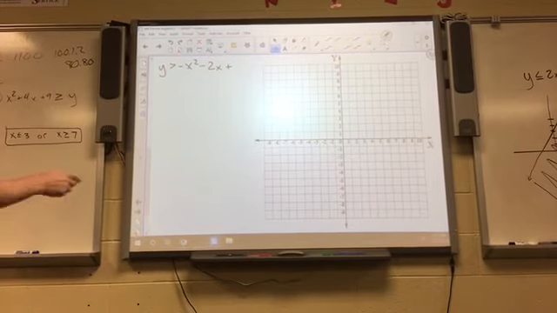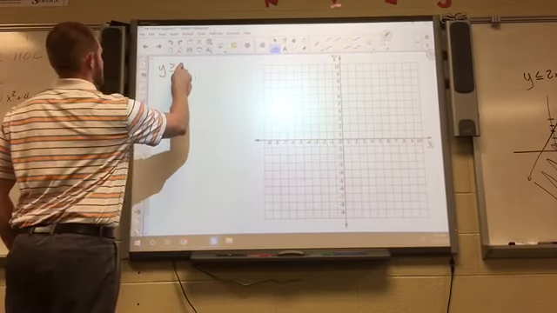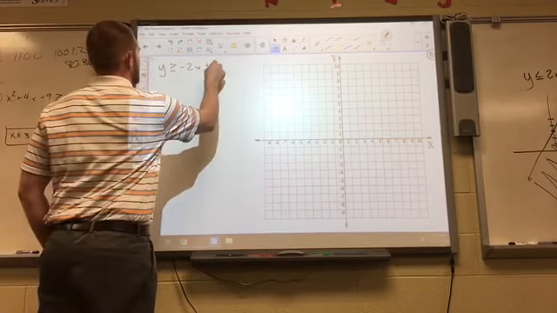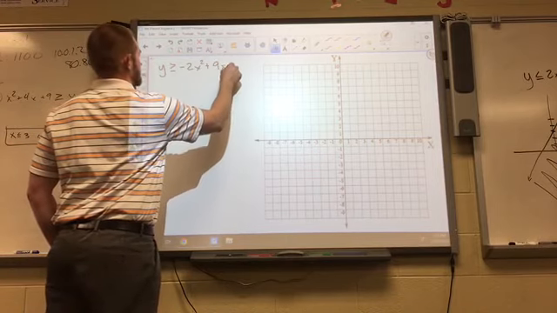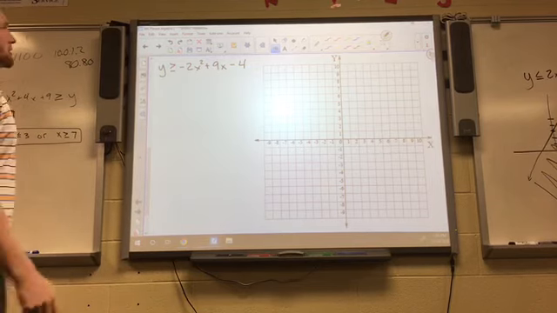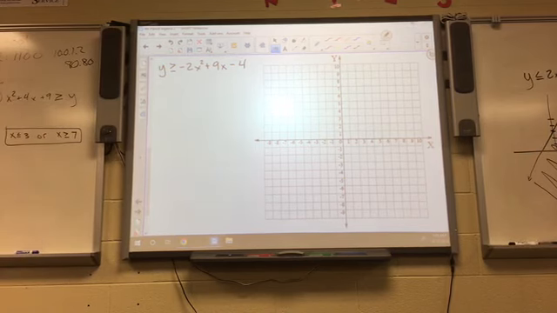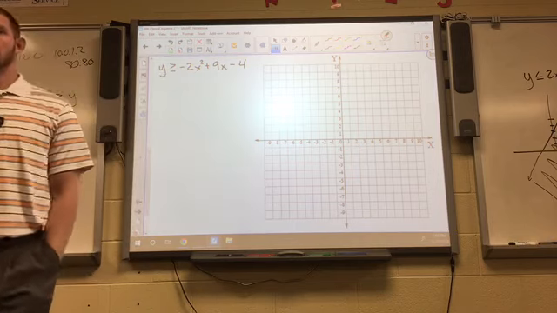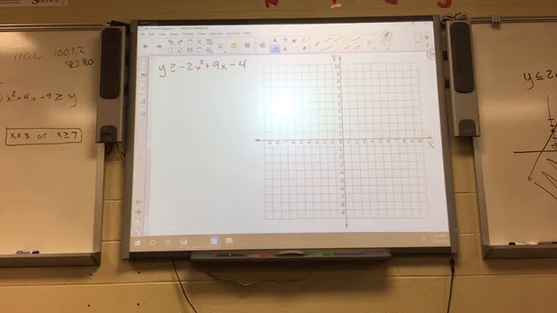Y is greater than or equal to negative, sorry, 2x squared plus 9x minus 4. Let's do that one. Okay. There's one thing for sure you need to think about right away before you start doing anything. When I graph this, is it going to be a solid or a dashed line? Solid. Okay, you need to know that. You have to understand whether it's going to be solid or dashed.